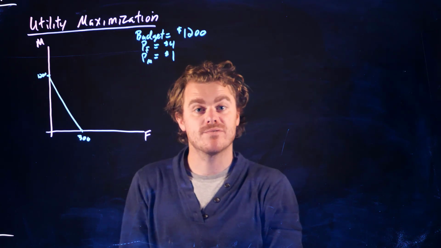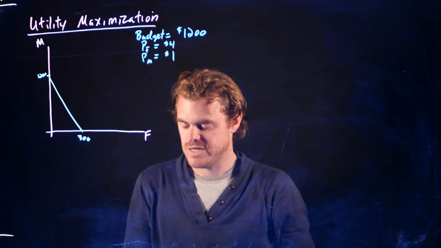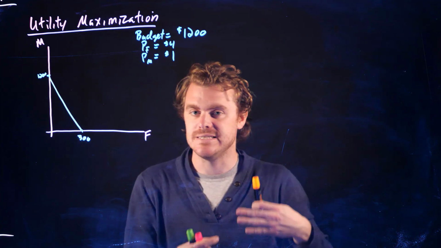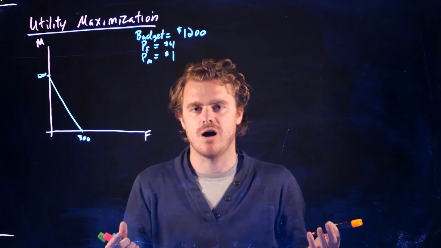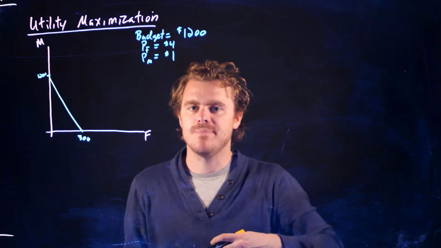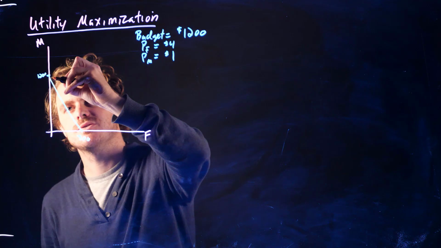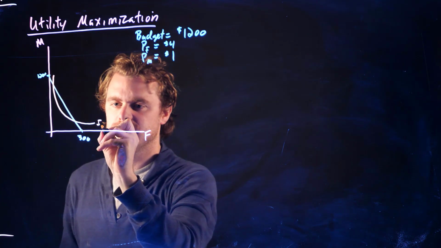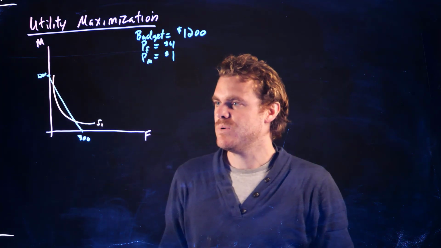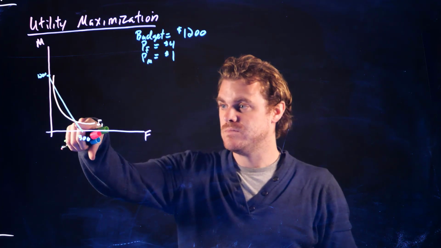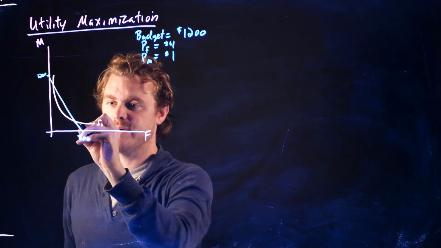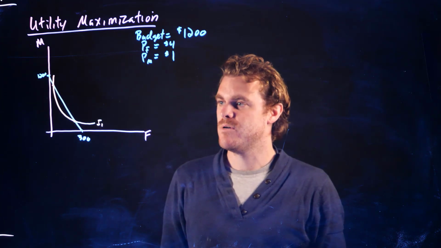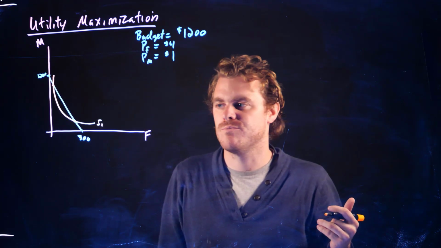And we have different preferences, and in more advanced classes, maybe we'd have functions to represent these indifference curves. But here we're just going to draw them out. And remember, we want to be on the highest indifference curve possible. So let's say we had an indifference curve that looked like this. Let's call that I1. Well, if we spend our whole budget, we could afford either of those two combinations. But remember, we prefer to be on the highest indifference curve possible.